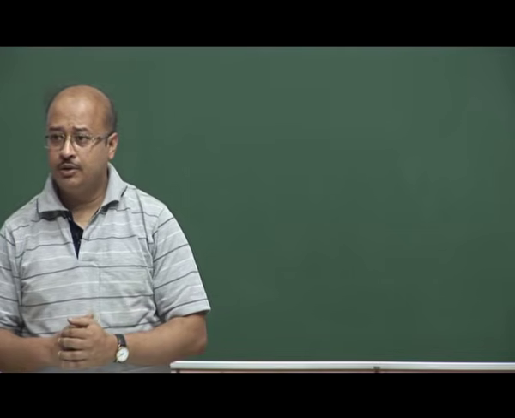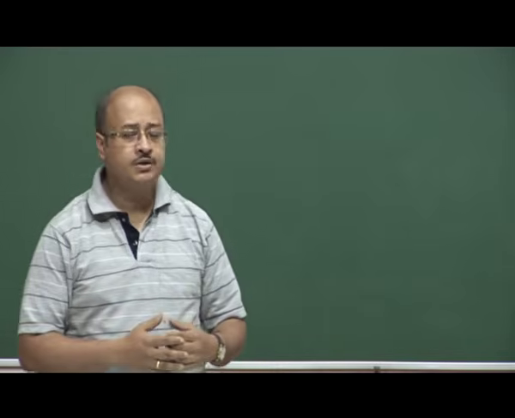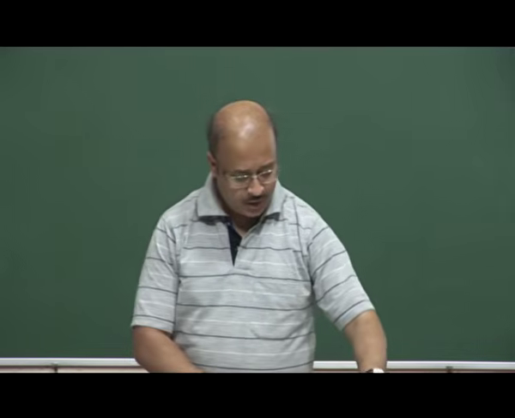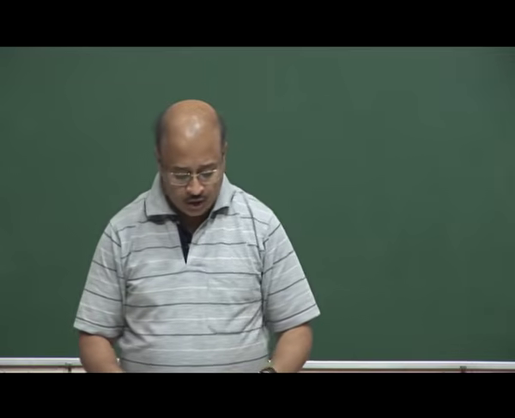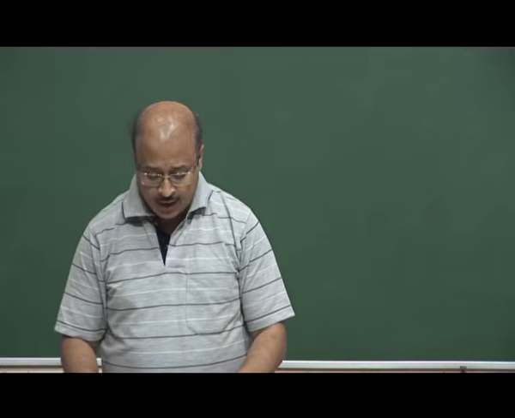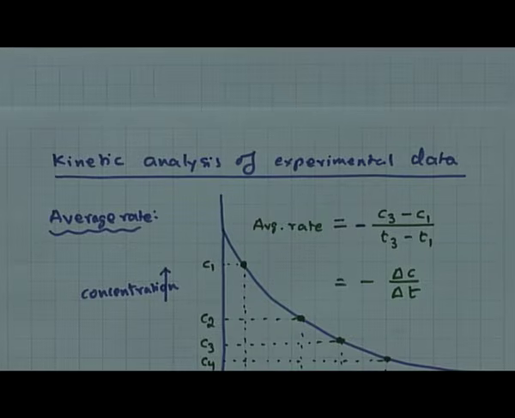Before I start with the proceedings of today's class, I will, as usual, do a brief recap of what we did in the last class. If you remember, we were talking about the kinetic analysis of experimental data, and one of the things we started with was the average rate. The average rate is defined by the concentration difference over a defined time interval, which is delta C over delta T, and if it is a reaction, then this gradient is preceded by a minus sign.